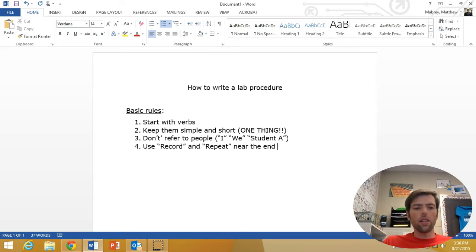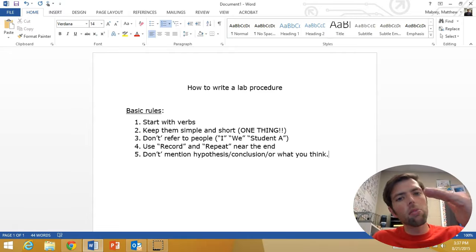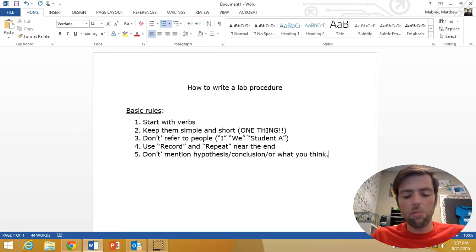Often I find that students want to talk about their hypothesis, or make a conclusion, but don't mention your hypothesis, your conclusion, or what you think. These are just quick and dirty, boom, boom, boom. These are the steps you need to do. And then later you can talk about your results as compared to your hypothesis.